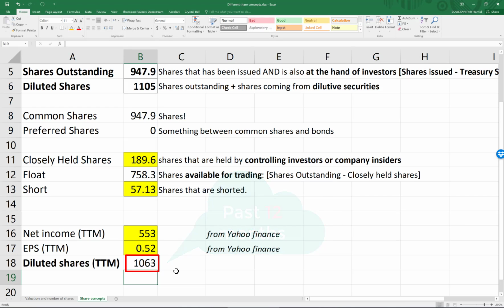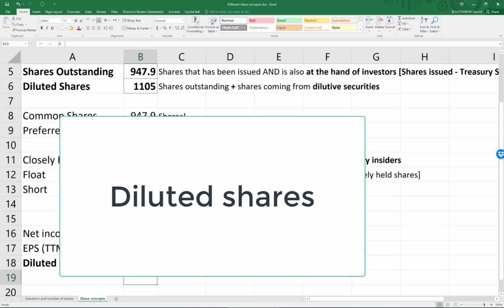So I hope this video was useful for you to understand differences when it comes to different definitions of shares. The bottom line is that the concept we almost always use in valuation is diluted shares and not the shares outstanding.